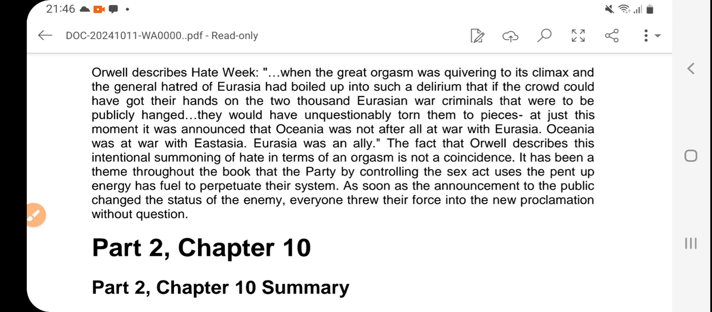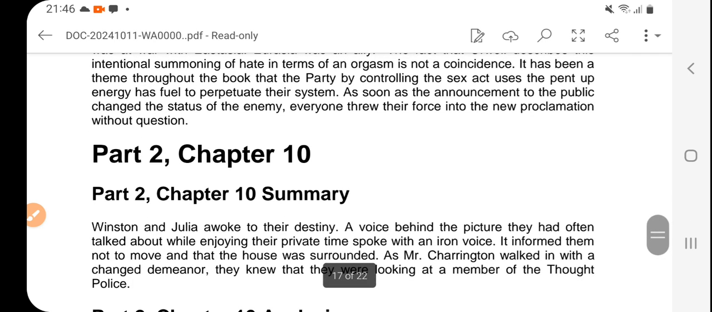The fact that Orwell describes this intentional summoning of hate in terms of orgasm is not a coincidence. It had been a theme throughout the book that the party, by controlling the sex act, uses pent up energy as fuel to perpetuate their system. As soon as the announcement to the public changed the status of the enemy, everyone threw their force into the new proclamation without question.